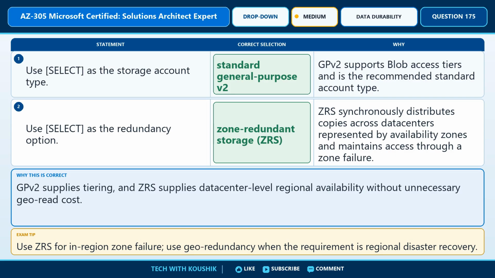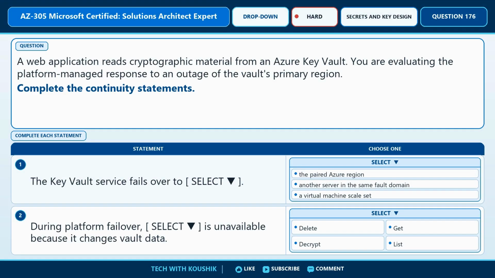Remember this distinction for the exam. Use ZRS for in-region zone failure. Use geo-redundancy when the requirement is regional disaster recovery. Let us examine question number 176. This question moves us into secrets and key design.